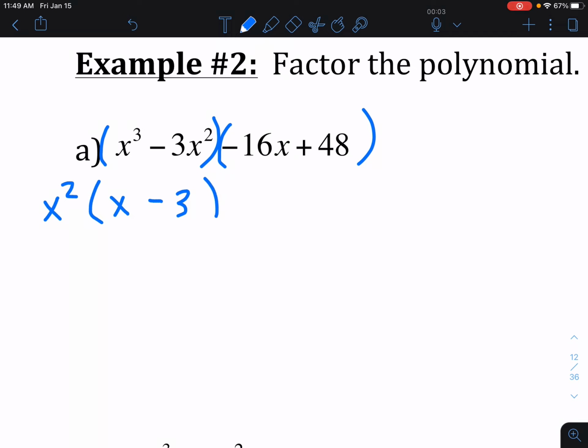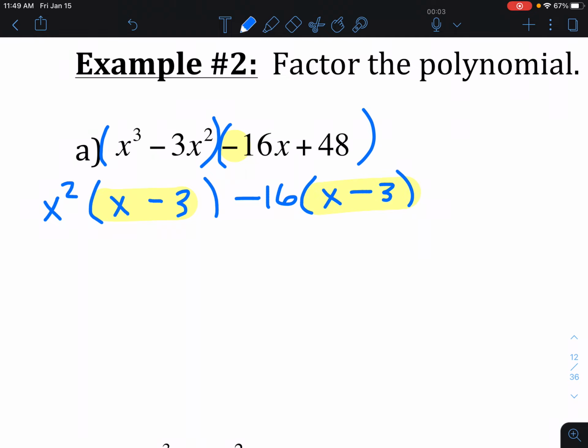The GCF of the second term, be careful. Remember, when the first term is a negative, your GCF must have a negative. And your GCF there would be negative 16. 16 goes into 48 3 times. So carefully divide by negatives here. Negative 16x over negative 16 is positive x. And 48 divided by negative 16 is negative 3. Notice something. Notice these are the same. That means you're doing it correctly.